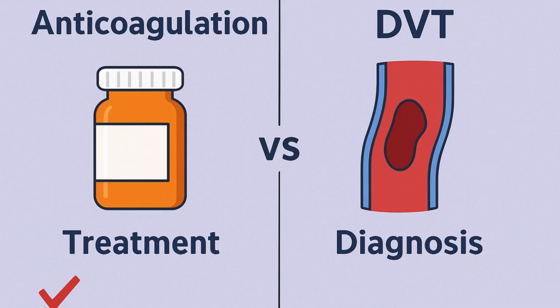A patient on long-term anticoagulation therapy does not automatically mean the patient has a chronic DVT or a coagulation defect. Here's why. Anticoagulation therapy is a treatment, while a DVT is a medical condition. These are two separate things that must be clearly documented by the provider.